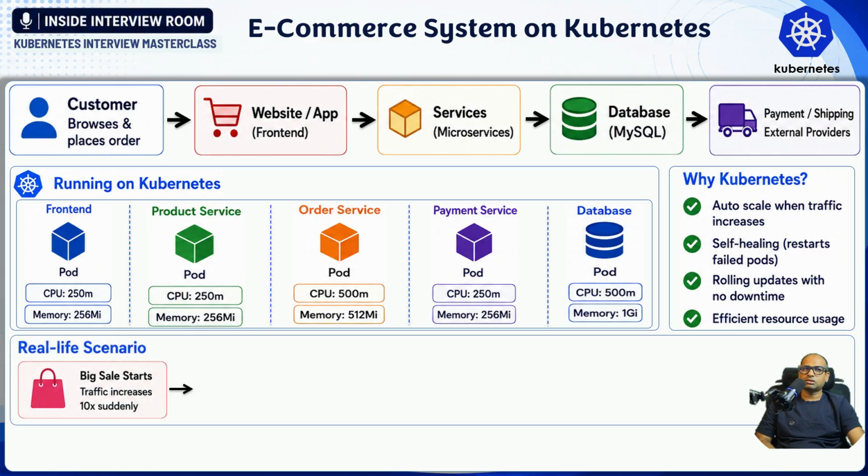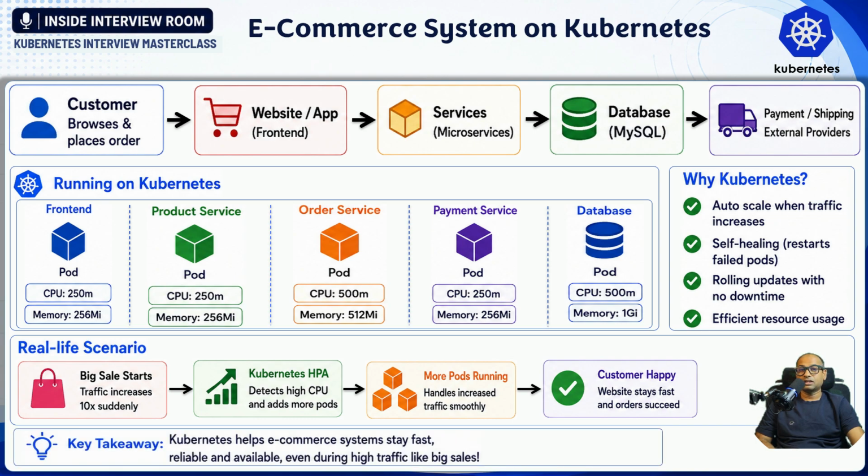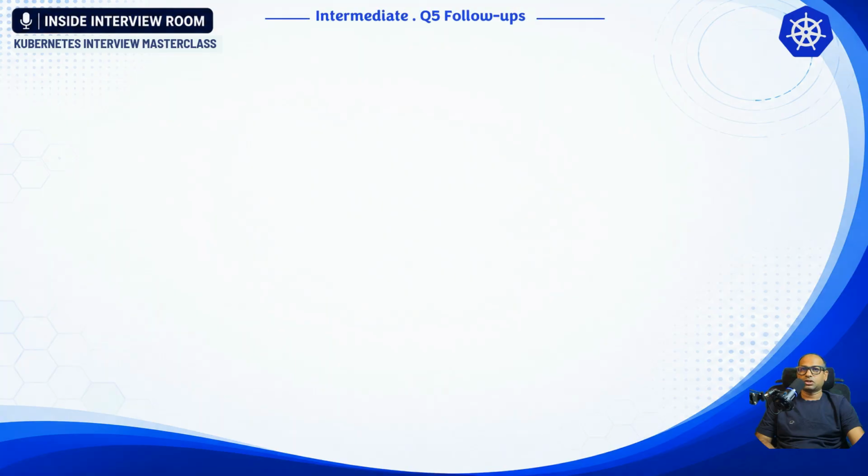Real-life scenario: we have seen the Big Billion sales. Once the sale starts, traffic suddenly increases 10x. Kubernetes HPA detects the high CPU and adds more pods. With more pods running, it handles the increased traffic smoothly, customers are happy, the website stays fast, and orders go through. Key takeaway: Kubernetes helps e-commerce systems stay reliable and available even during high traffic like big sales. This is the tech stack that we use.